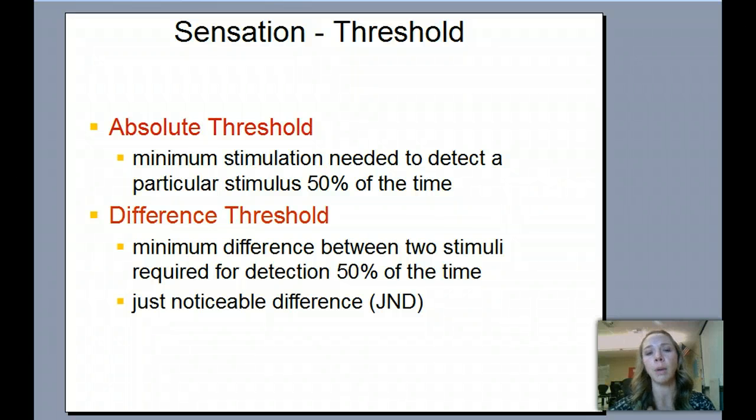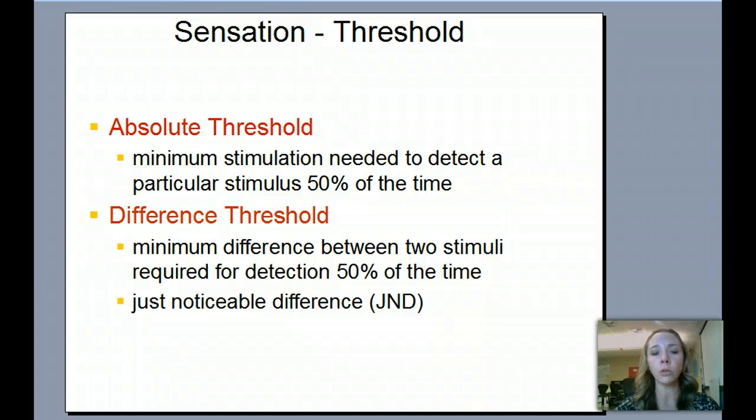So 50% of the time I can hear it, I can see it, I can smell it, I can taste it. All right? There are light waves out there that we can't see. There are sounds that we can't hear. There are smells we cannot smell. They still exist, but we can't sense them. So for all of these different sensations, we have something called an absolute threshold. The amount that's going to cause you to be able to perceive a stimulus 50% of the time.